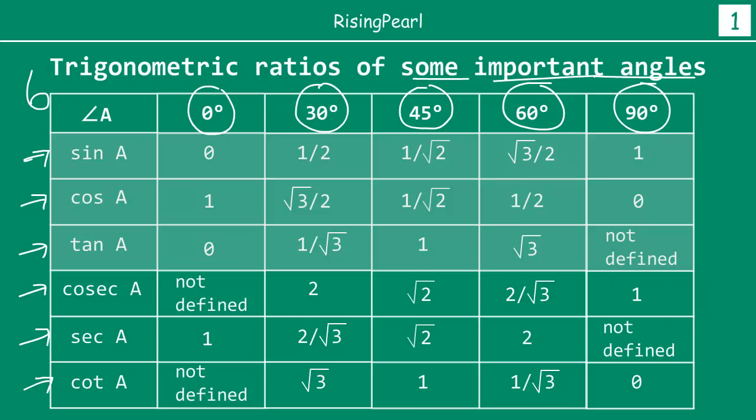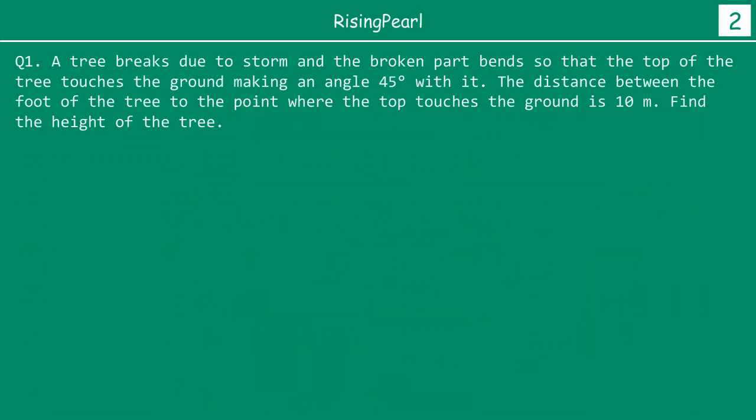So that's it, friends. Let's dive into the first question for trigonometry. How do we apply trigonometry? The question goes like this. A tree breaks due to a storm and the broken part bends so that the top of the tree touches the ground, making an angle of 45 degrees with it. The distance between the foot of the tree and the point where the top touches the ground is 10 meters. Find the height of the tree.